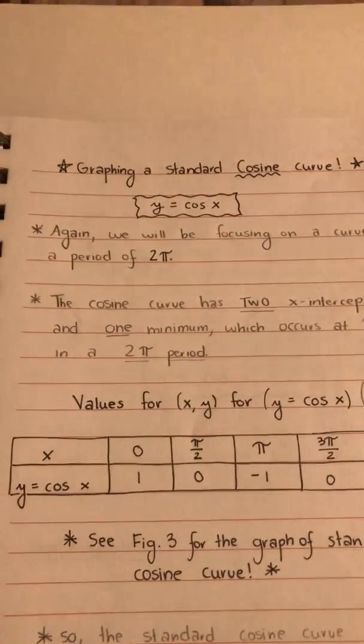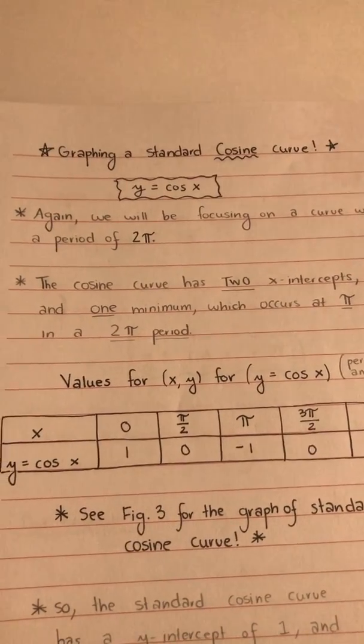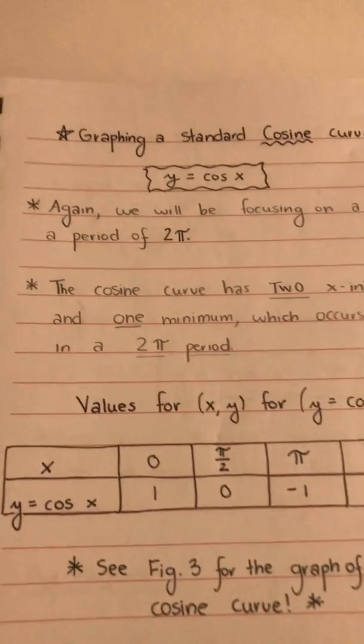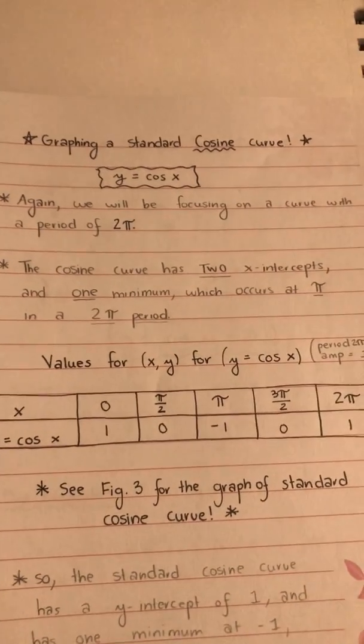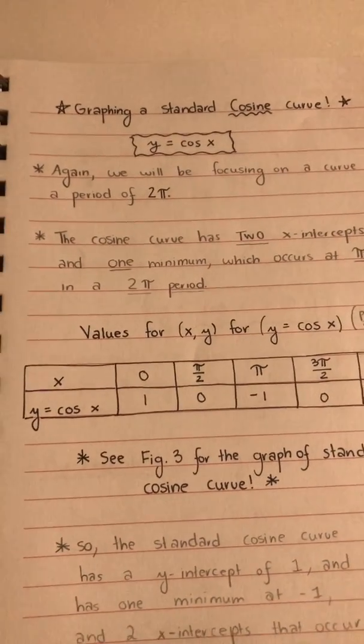And now we're going to move to the cosine. So the standard cosine curve, we're going to have y equals cosine of x, or y equals cos x. So again, we're going to be doing the period of 2 pi, just to make it easy.